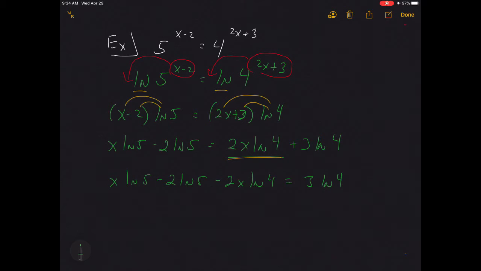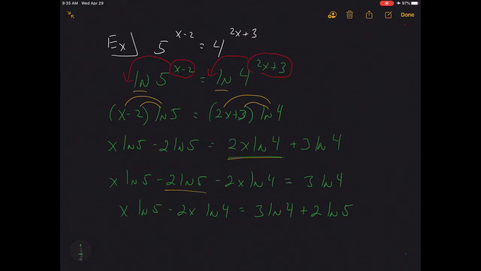Now I have all the x's on one side, but I do have one term on the left-hand side that does not have x in it, and that's this one. So I need to get it to the other side. So let's add the 2 ln 5 to the other side. So we're going to end up with x ln 5 minus 2x ln 4, and then I've added the 2 ln 5 to the right, so we get 3 ln 4 plus 2 ln 5.